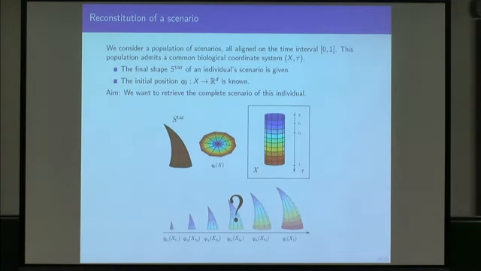So what is the matching problem? You consider a final shape of an individual scenario. This is your input data. You assume that you can compute a good estimate of the initial position or the birthplace position of all your coordinates. And you have this major assumption on your growth pattern for this individual. And you want to retrieve the evolution of your individual.